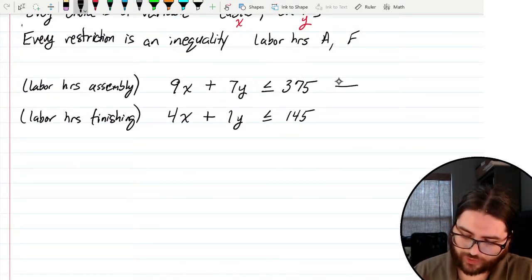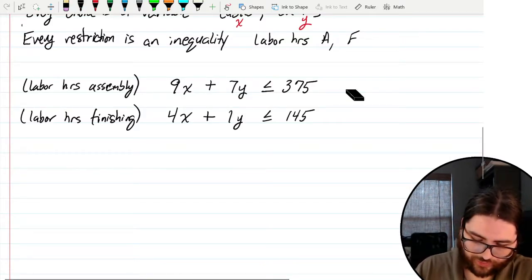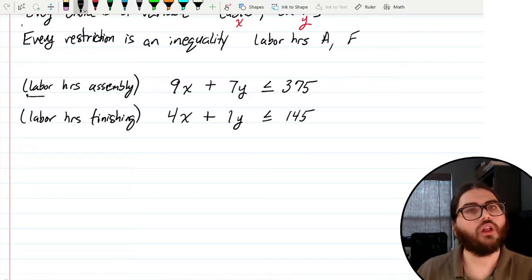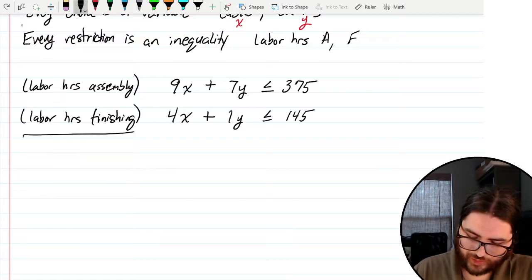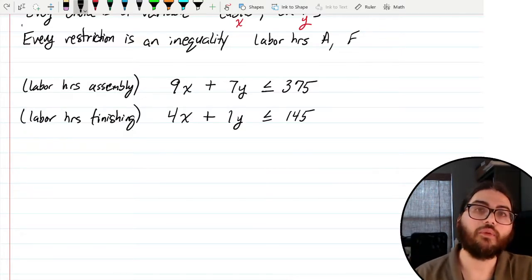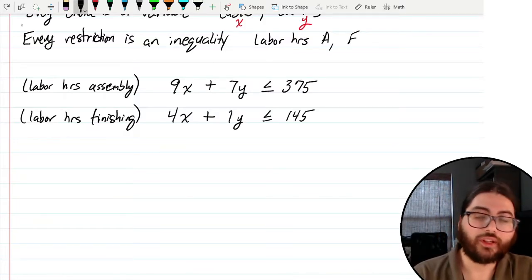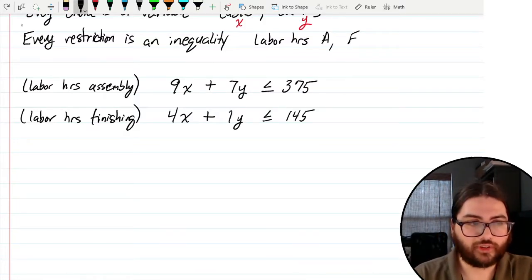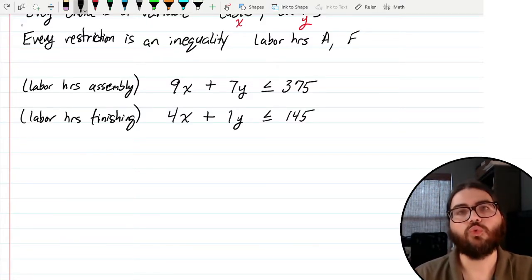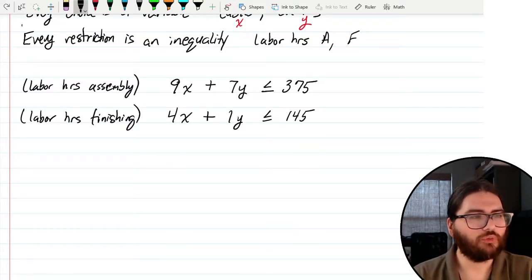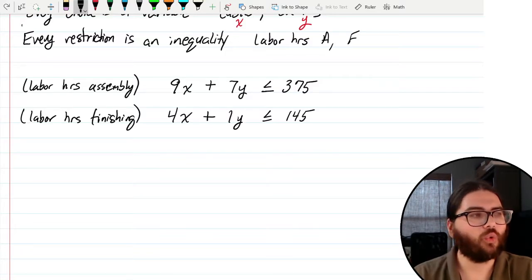Notice how everything in this inequality follows this unit. Everything in that inequality is talking about labor hours of assembly. Everything in the second inequality is talking about labor hours of finishing. I know that in textbooks and in websites and in videos, they'll just start throwing numbers and letters all over the place. But to help you make sense of this, to help you get a better intuition for when I am supposed to be doing one versus the other, I like to tell students to label your inequalities.